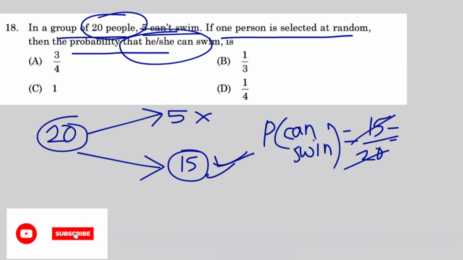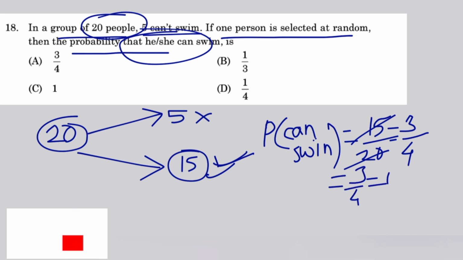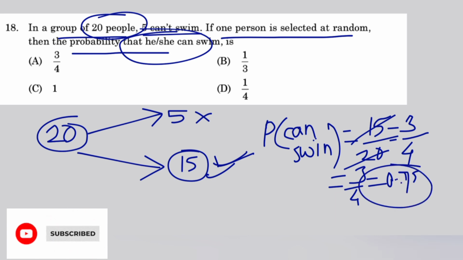So I will just divide. 5 3s are 15 and 5 4s are 20. So 3 by 4, or we can say 0.75 or 75%, will be the probability that the person selected can swim. Fine. So this is the answer of this question. Option number A should be correct here, that is 3 by 4.